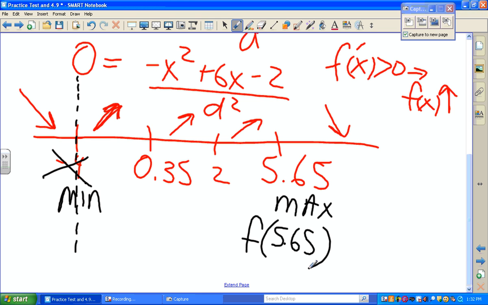Well, 2 doesn't have a function increasing or decreasing on both sides. It's only got increasing. For it to be a maximum or minimum, it has to have both arrows, up and down, on either side, and then it works. Okay?